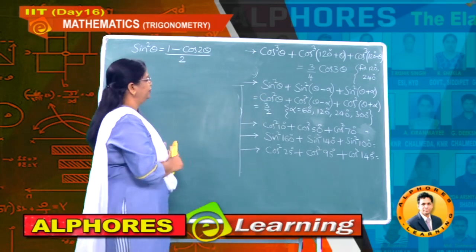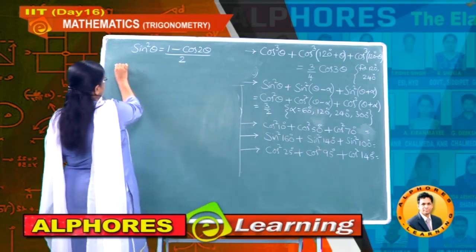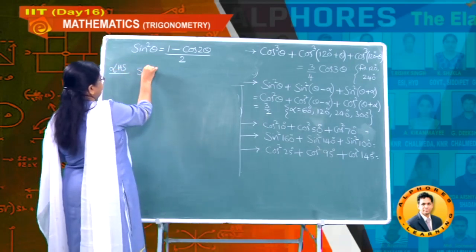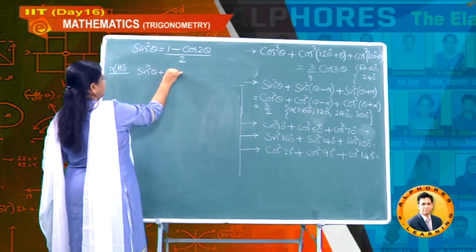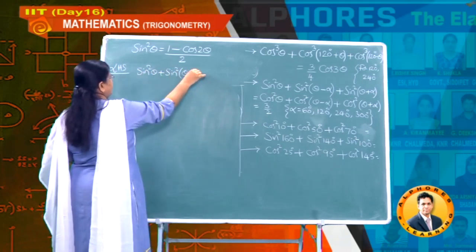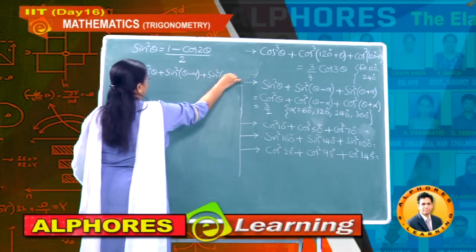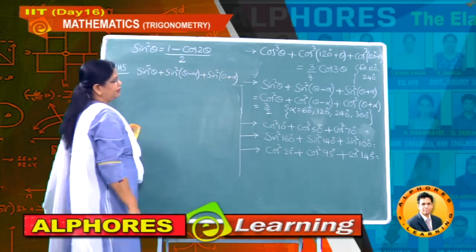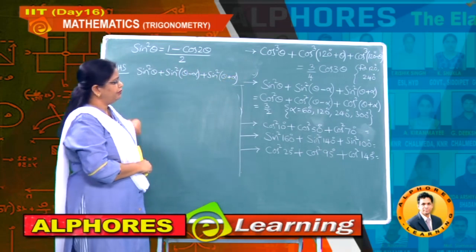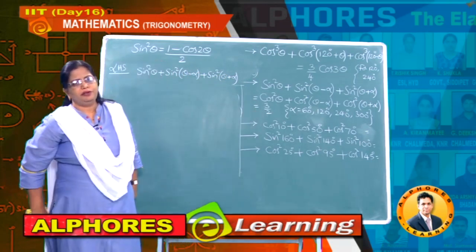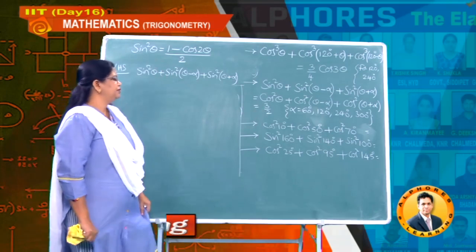Now the first value, the LHS, I am taking. What is the LHS, students, here? It is sin square theta plus sin square of theta minus alpha, plus sin square of theta plus alpha. This is our left hand side value, and we have to prove how much here? It's nothing but 3 by 2. So that value we have to prove to solve this problem.